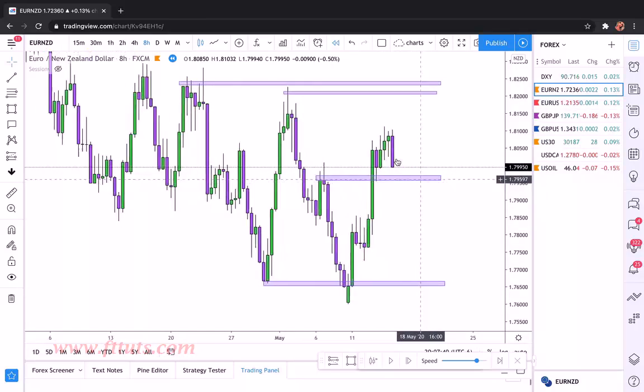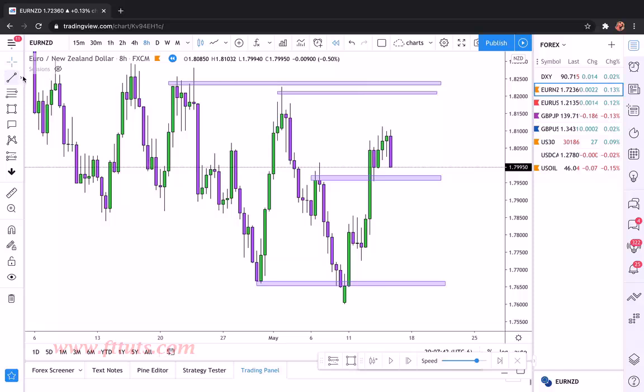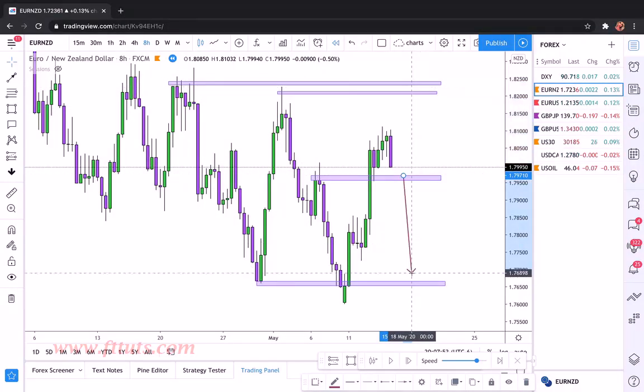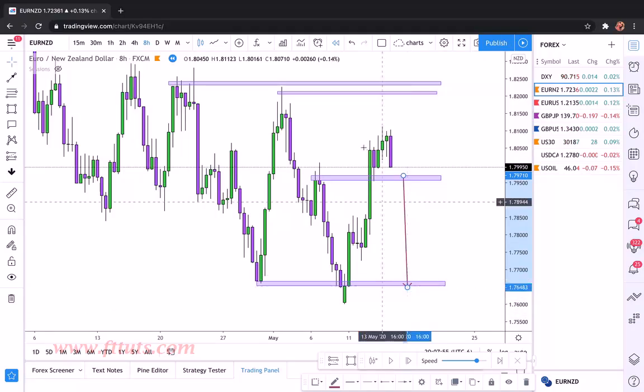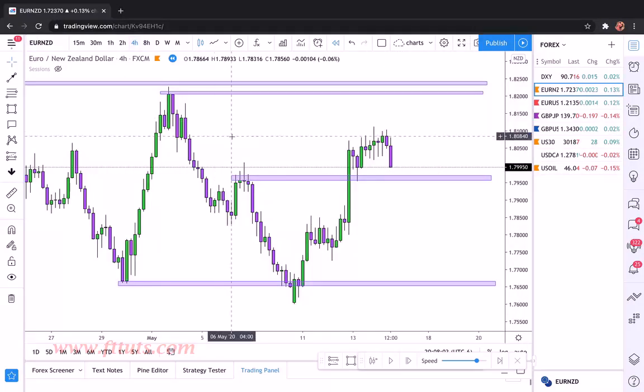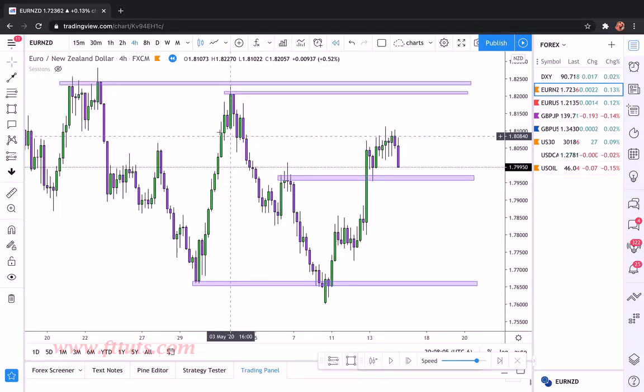If we respect this structure, I see it going two ways, to be honest. It's either going to test here and go up to the highs again, so we have the high here, or it's going to come back down here. So this is where we're looking to see what we can do. If it respects structure here, we're going to buy. So then dropping down on the lower time frames, this is what we're watching for.